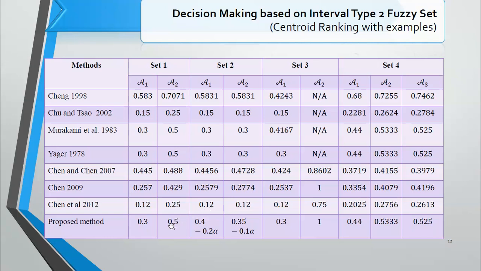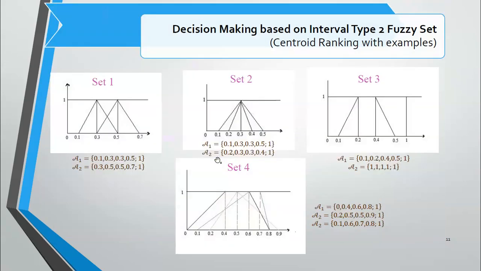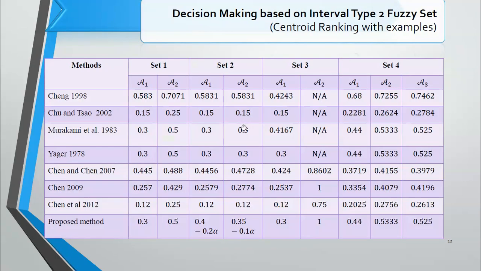In case of the first set of fuzzy numbers, all the methods give the same ranking results. In case of the second set of fuzzy numbers, most of the methods show two fuzzy numbers are the same, but it is clear from the picture that they are not the same. But by our proposed method, we can rank them.